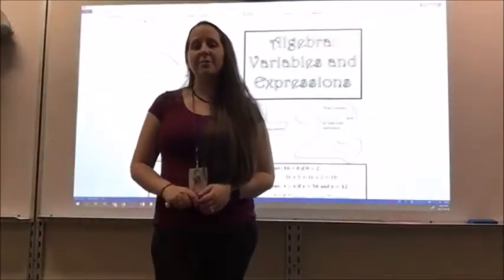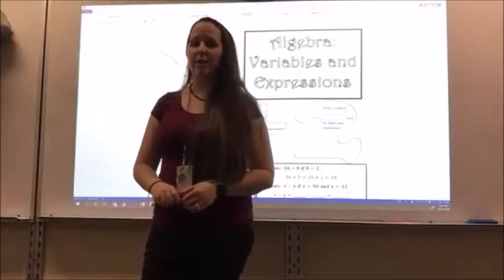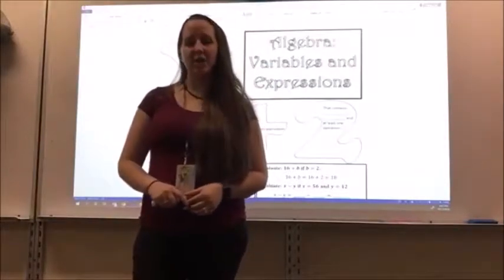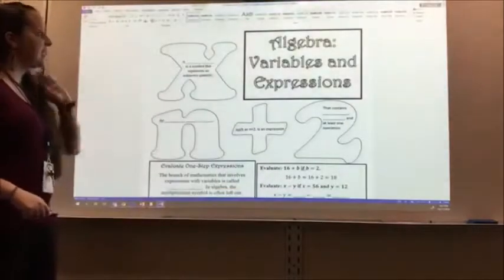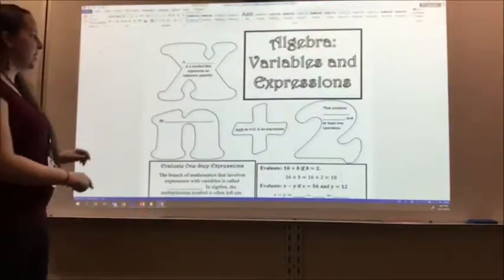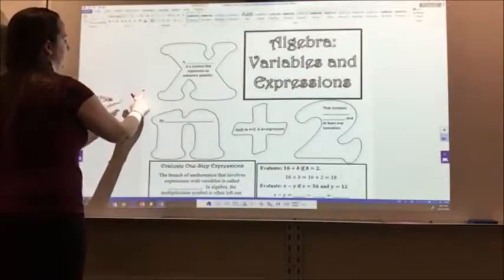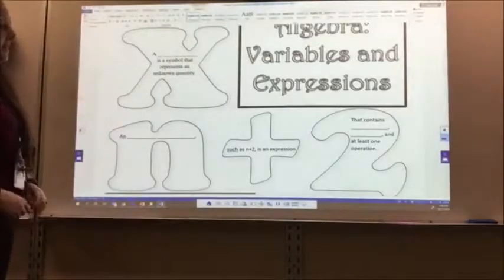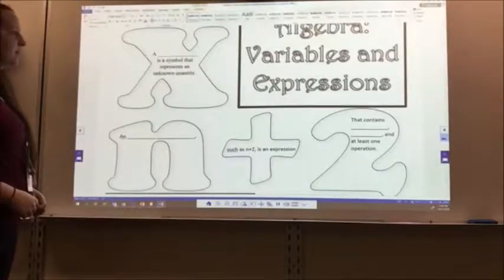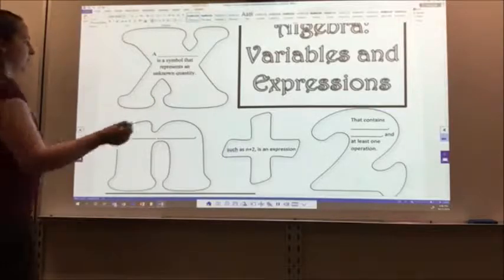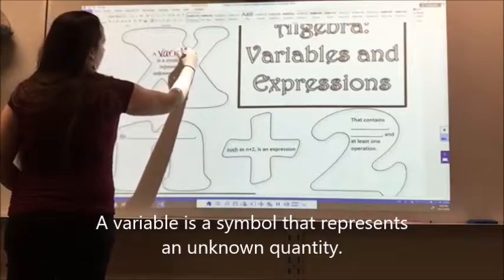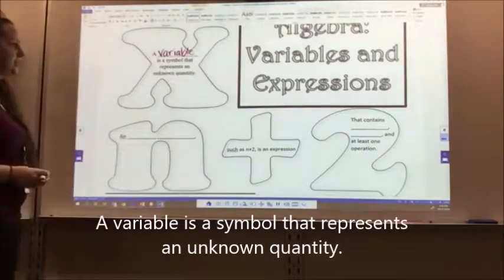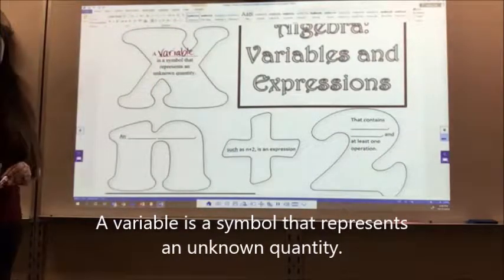All right, this is Chapter 1, Lesson 2, Algebra, Variables, and Expressions. So I'm going to start with the letter X up here. A blank is a symbol that represents an unknown quantity. So in this blank, you're going to write variable. A variable is a symbol that represents an unknown quantity.